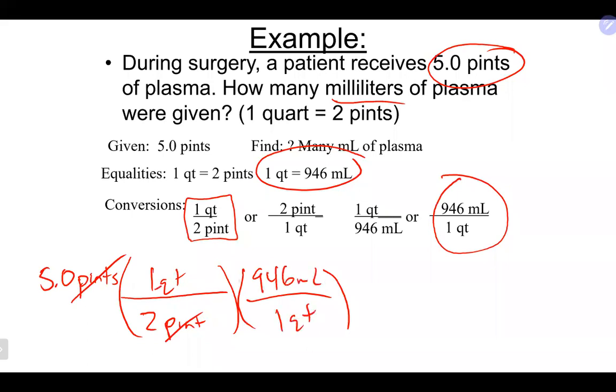And again, here the quarts would cancel. Again, multiplying across the top there, 5 times 946. We're going to hit equals. We're going to divide it by 2, gets us 2365 milliliters.